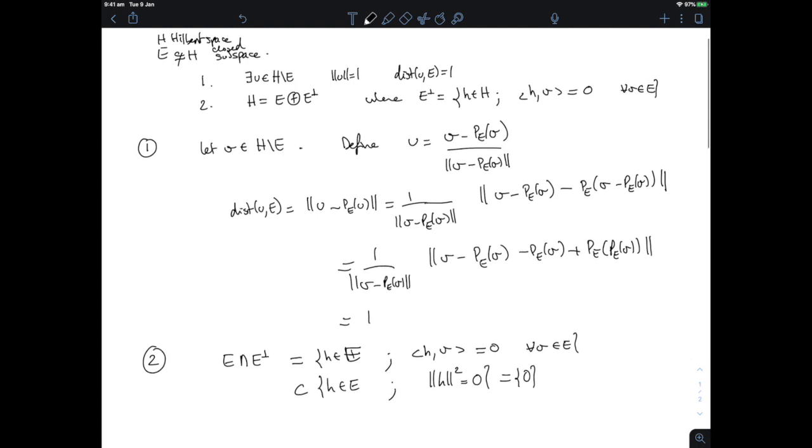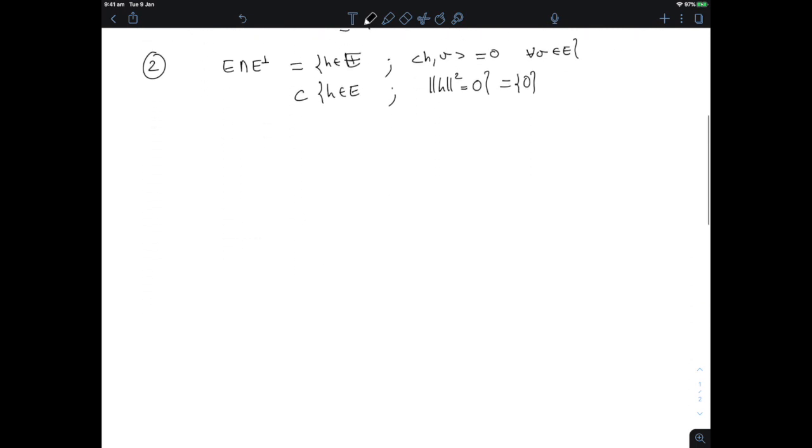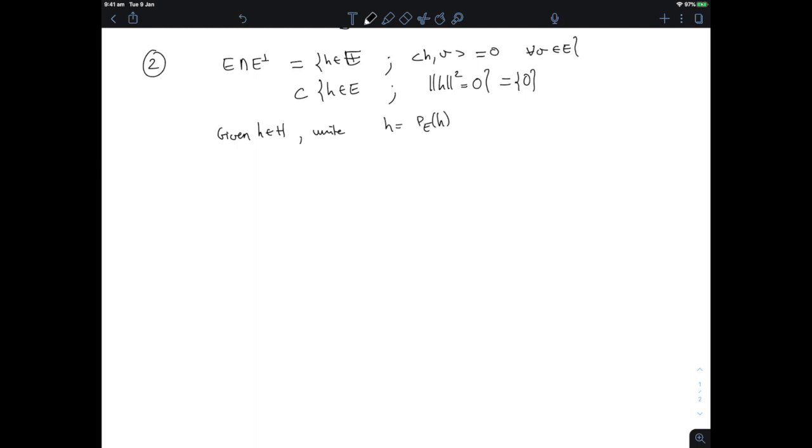But now let's show that this decomposition exists. So to do that, given H in H, I can write H as its projection onto E plus itself minus its projection. Right, and this is obviously in E, and so what we need to show is that H minus PE of H belongs to E perp. Right, so it's orthogonal to any vector in E.